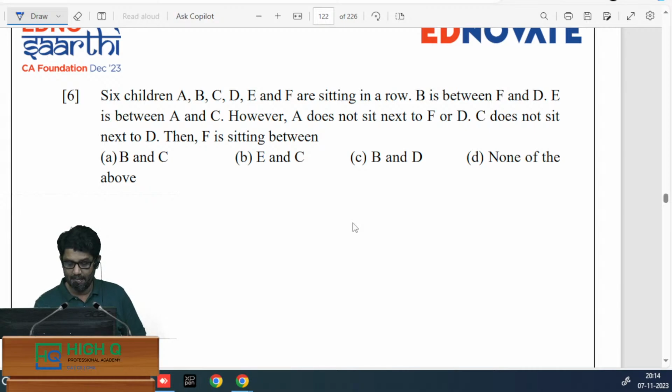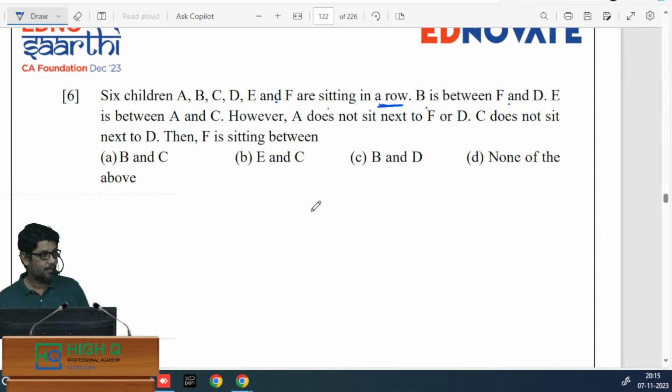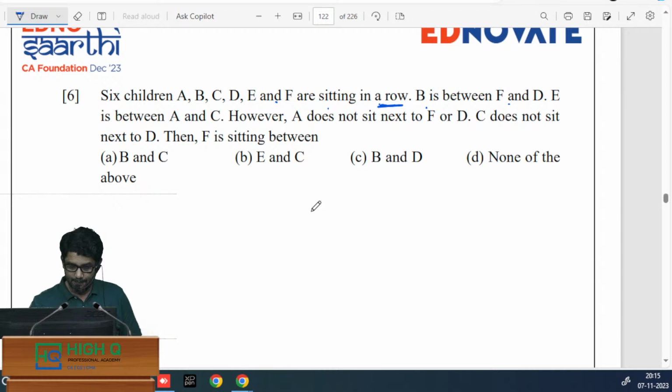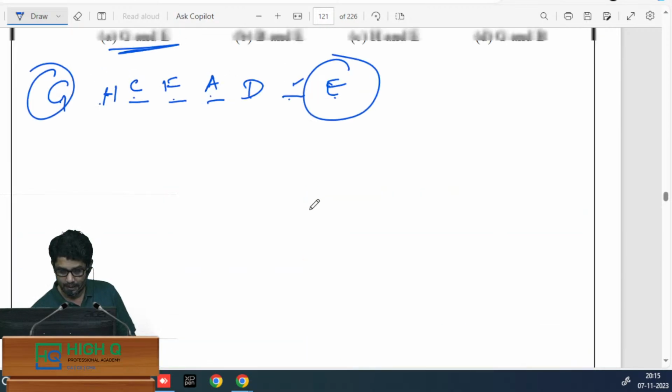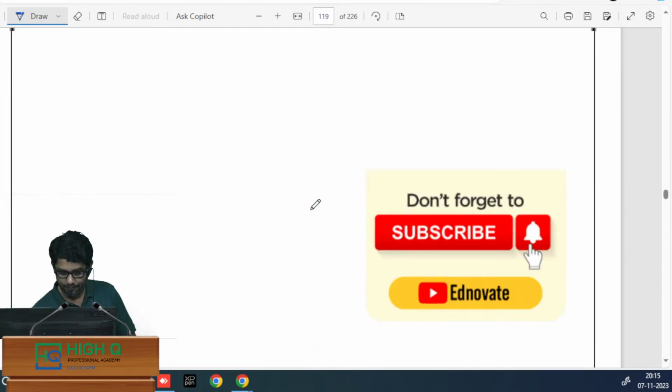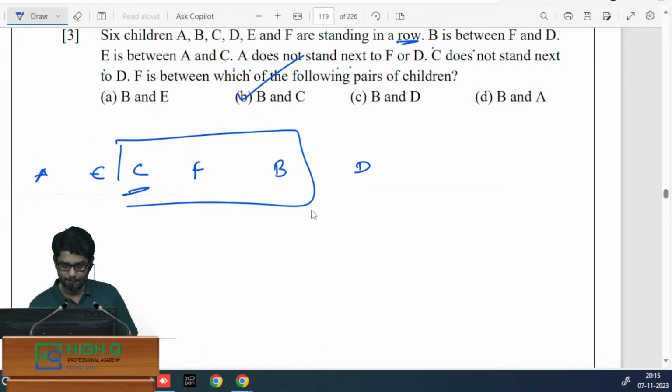6 children, A, B, C, D, E and F are sitting in a row. B is between F and D. I think this one we already did it or what? No. Same, we have done it. But the question is different, right? See, B is sitting between F and D, E is between A and C. However, A does not sit next to F or D. C does not sit next to D. Then F is sitting between C and B.